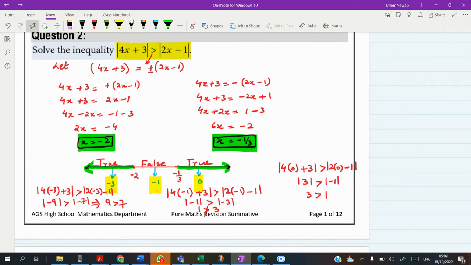So what is the solution? The solution is all values of x which are less than minus 2, or all values of x which are greater than minus 1 over 3 is the solution of this question. And here I can pick all the values which are less than minus 2, or the values which are greater than minus 1 over 3 to satisfy this inequality.